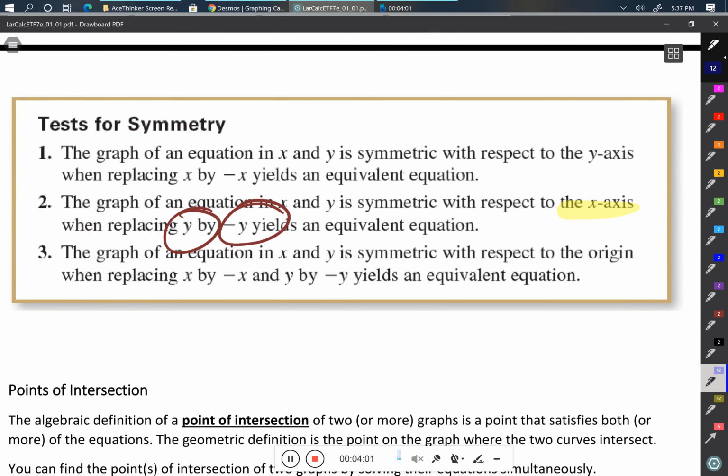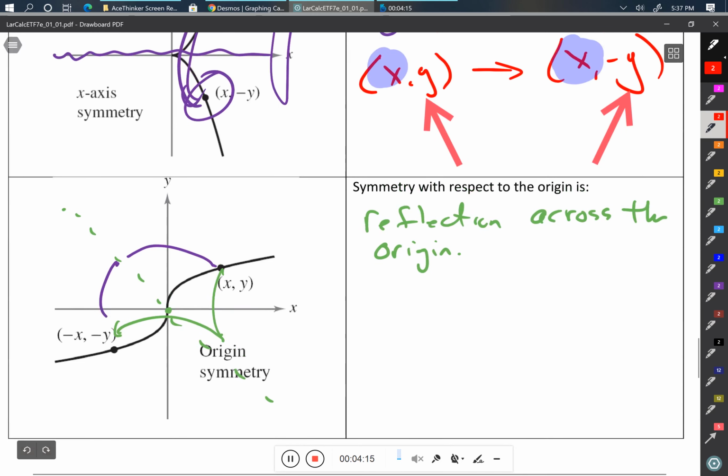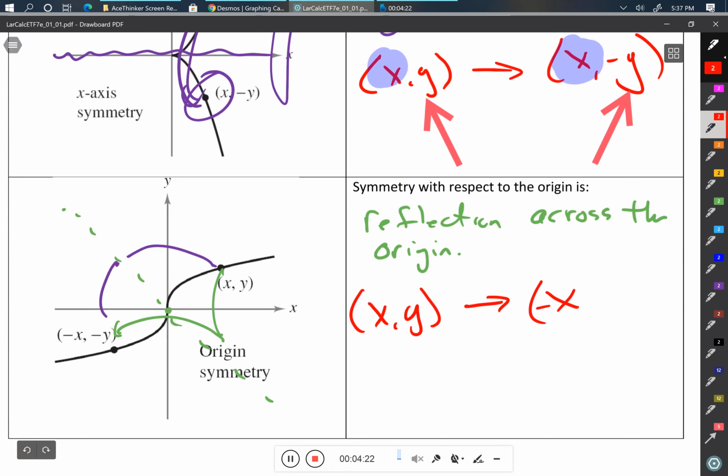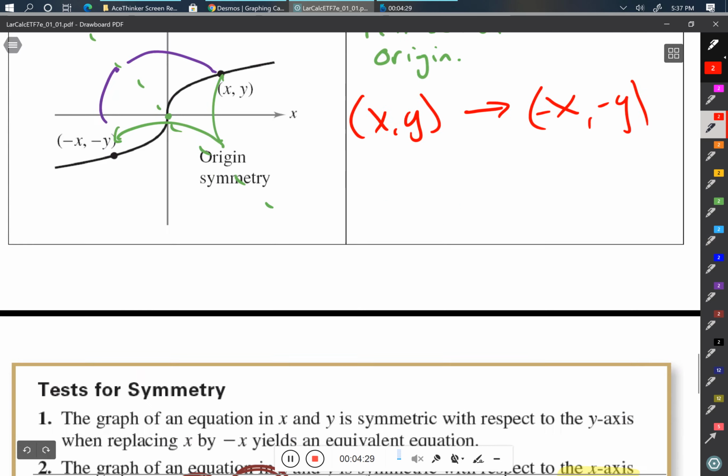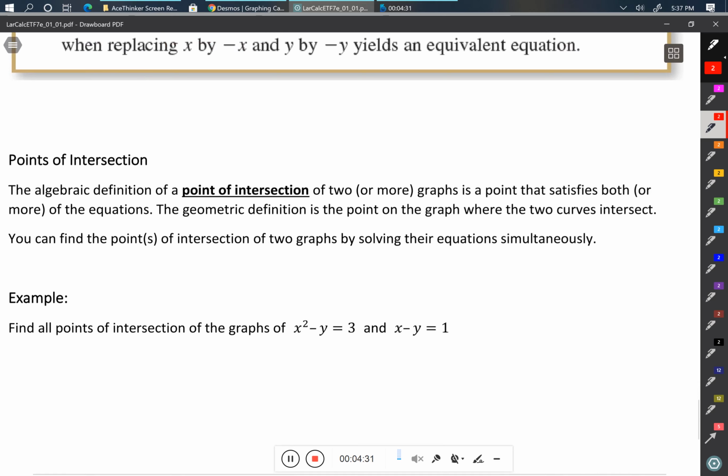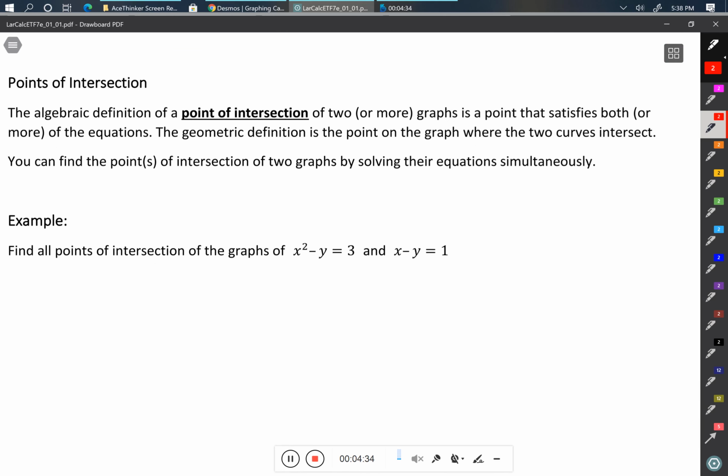The harder one to see is the symmetry with respect to the origin, because it asks you to replace both x and y with the opposite, negative x and negative y, and see if you get the equivalent expression. Because in the origin one, (x, y) should be the same as (negative x, negative y), or should give you that reflection, and so it should give you the same values in the equation. Okay. We don't do a lot of symmetry stuff, but it can be useful from time to time.